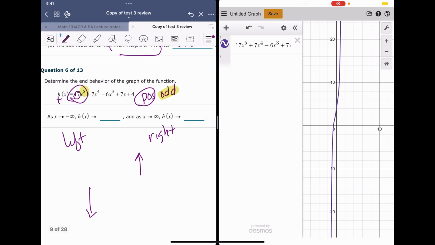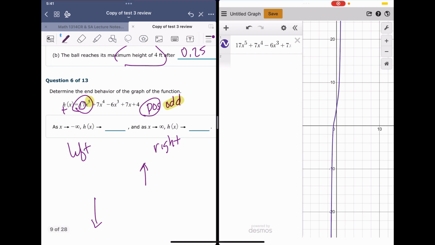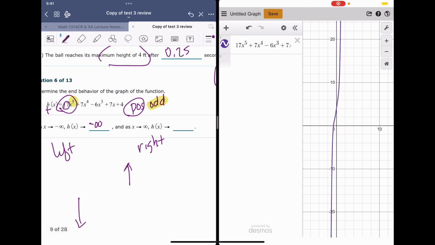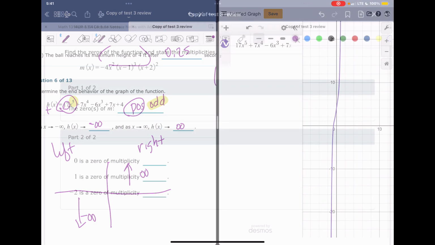So this means left, as x approaches negative infinity, h, which is the function behavior, is going to approach negative infinity. And then on the right, as x approaches infinity, that's what's happening on the right-hand side, the function is going to approach infinity, right? Because this is negative infinity here, and this is positive infinity here. It's asking for the end behavior of the functions.